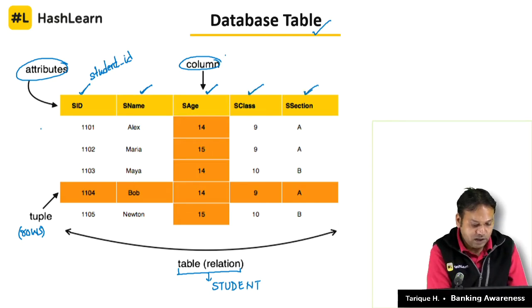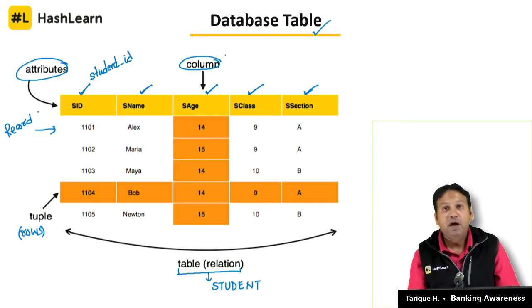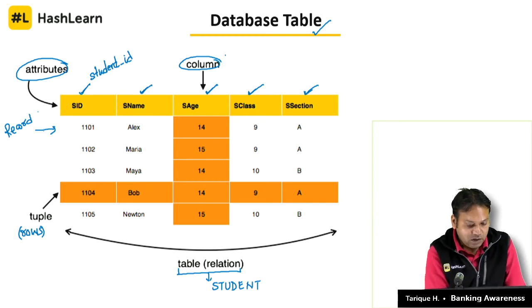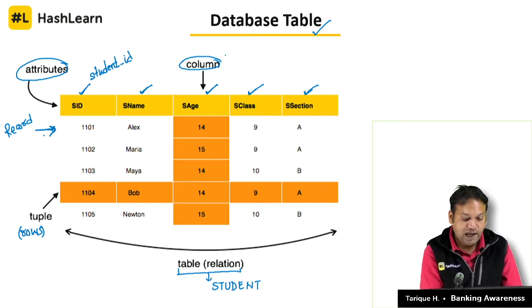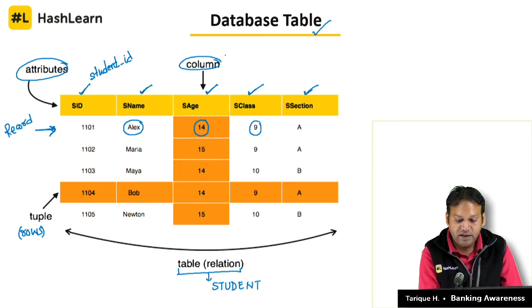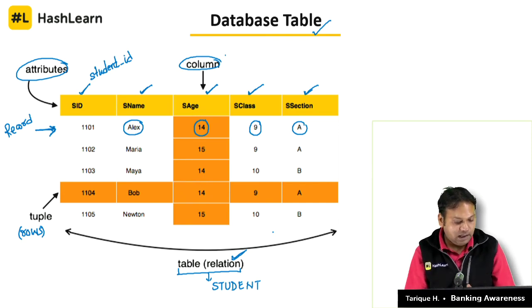Clear? Now this is a record. Each of these rows is also a record. So understand, a row can be called a record, and a row can also be called a tuple. If you want to fetch the record of the student with ID 1101, the record will give you the name Alex, the age 14, the class, standard 9th, and the section, A. So what is the table also called? A relation.